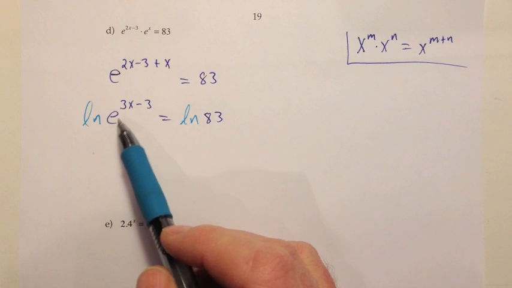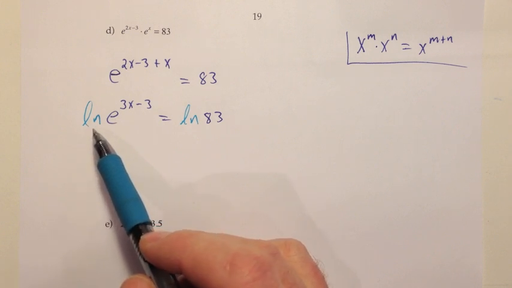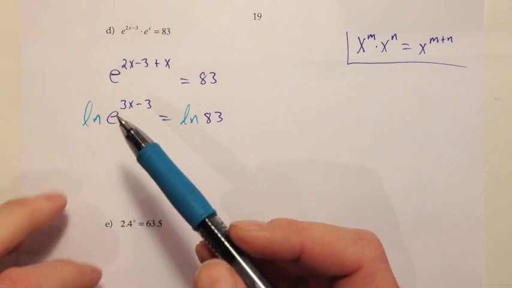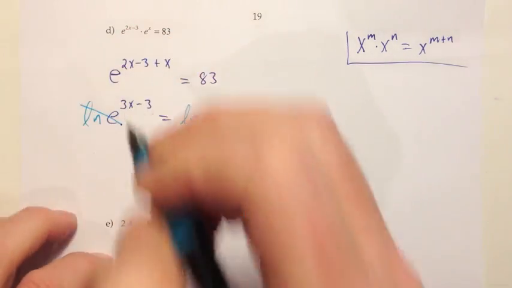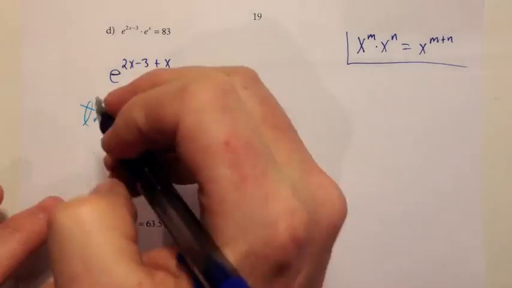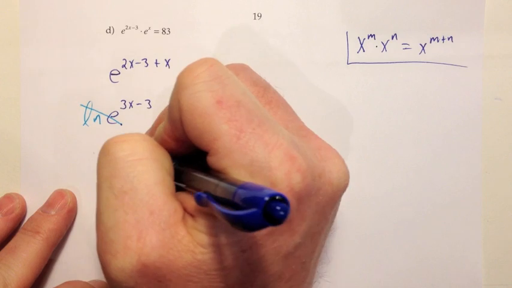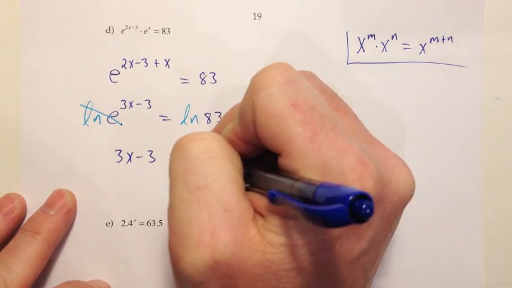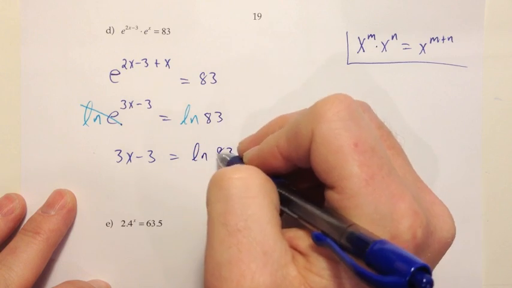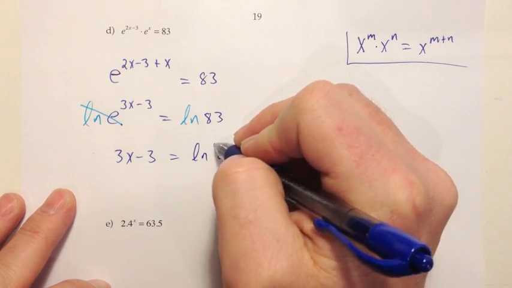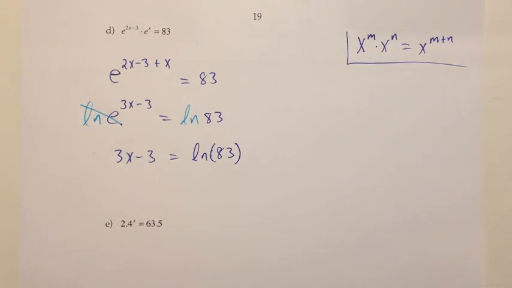But since this has an e for the base on the exponential, I want to do ln, which also has base e. Because when the base on the log matches the base on the exponential, we get a cancellation there, and all that's left is our exponent, 3x minus 3, equals the natural log of 83. It doesn't need to be in parentheses there, but in the calculator it always is, so I'm going to go ahead and show it that way so it matches up a little better with our calculator work.